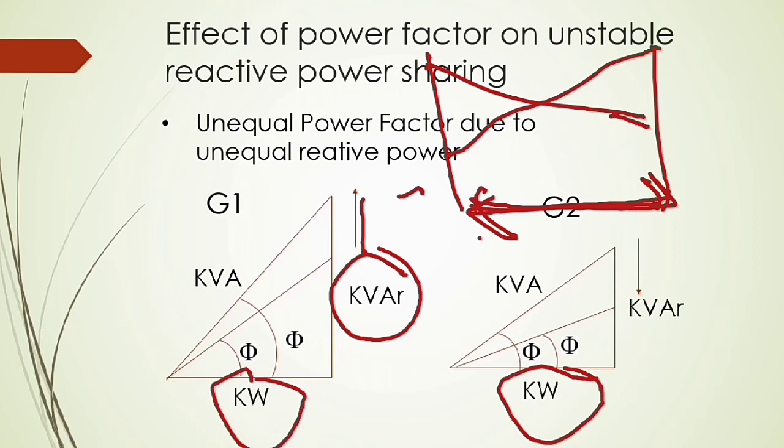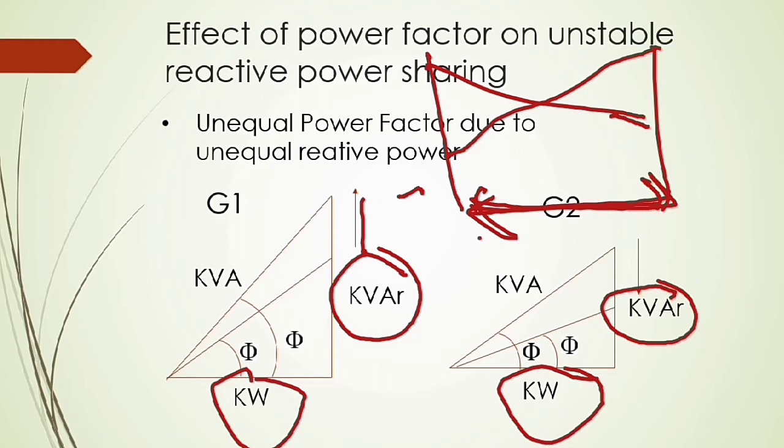So if one generator increases its reactive power because it has a large current, in that case the second generator must decrease its reactive power to maintain the constant reactive power flow. By connecting alternators in parallel, we have to supply a fixed reactive power, but their sharing is different.